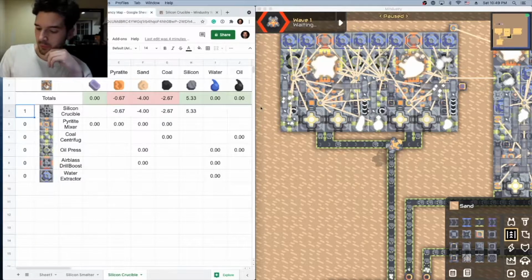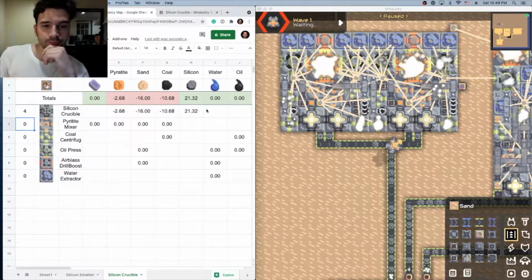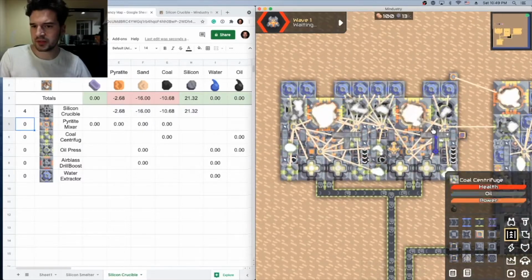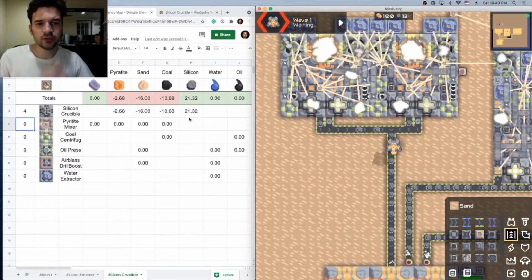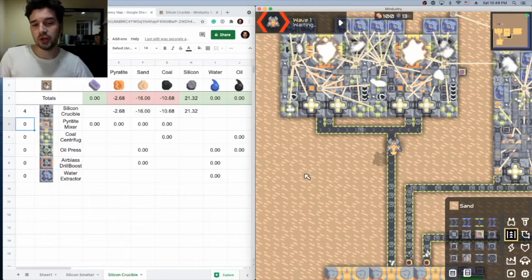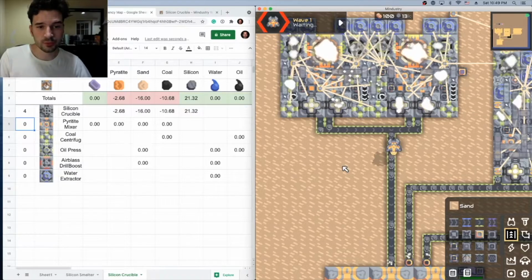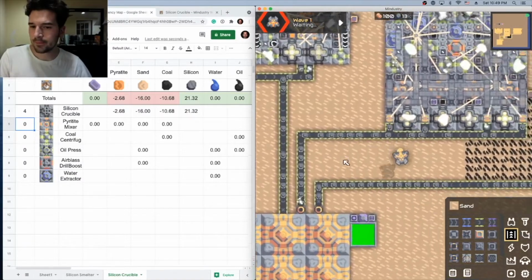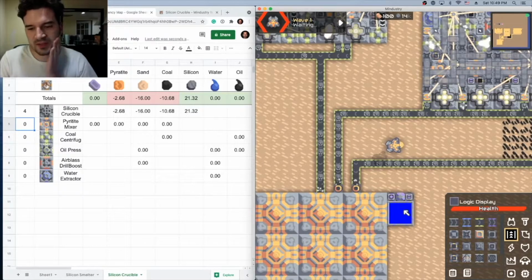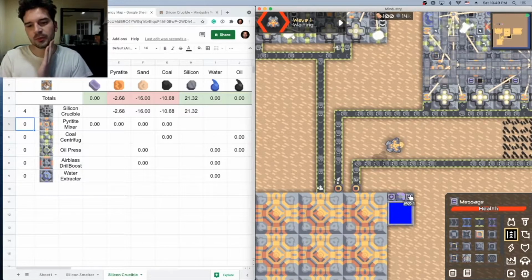Anyway, so at 4 of these, let's take a look at 4. On a good day, if I'm not doing an overdrive projector, so let's get rid of these. If I'm not doing an overdrive projector, I should get 21.32 from my silicon crucibles. And let's let that run. That's going to turn green once it's not changing numbers anymore.